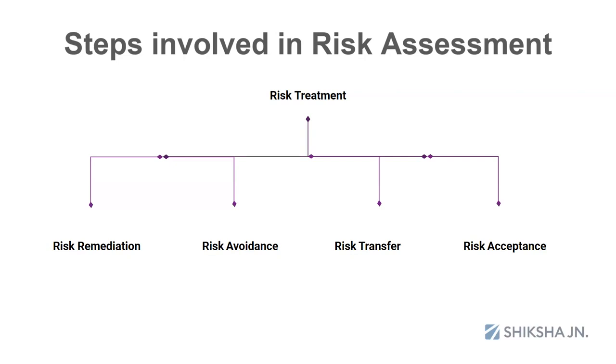Both the parties will be accepting the risk. And they said if something goes up, gets compromised, then we both need to get compensated for the loss of it. So that is called the risk acceptance procedure. Okay. So hope these 4 points are clear. Risk remediation, risk avoidance, risk transfer, and risk acceptance.